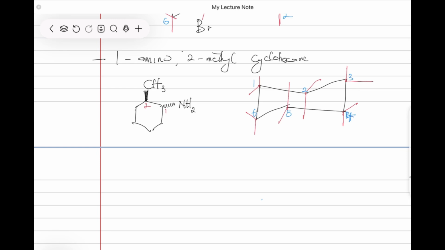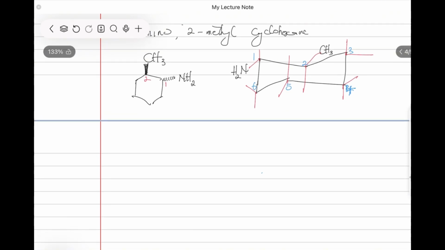So the next thing to do is to place the substituents in the chair diagram. The amino group is in position 1 and the dash bond means the bond should be down. So I will put my amino group here. Then the CH3 is in position 2 and the wedge means up, so I can put my CH3 here in this position. So this is one of the ways you can draw this diagram.